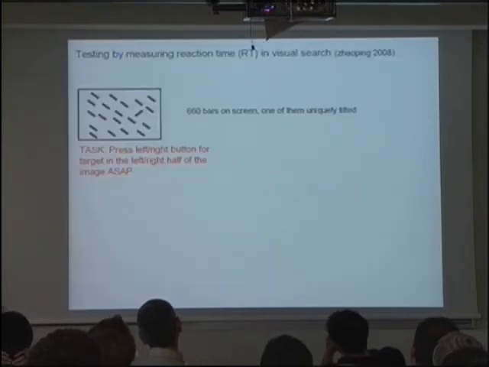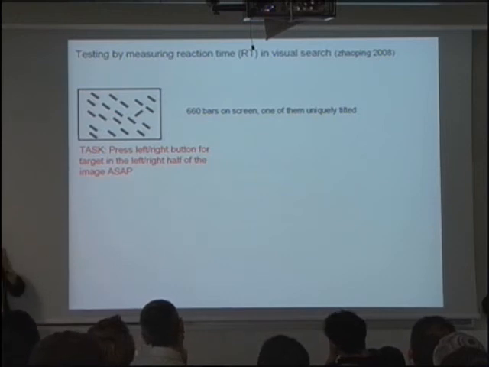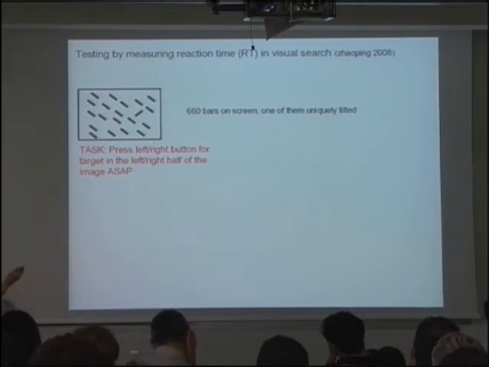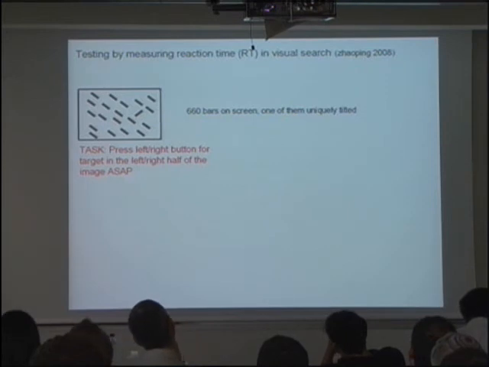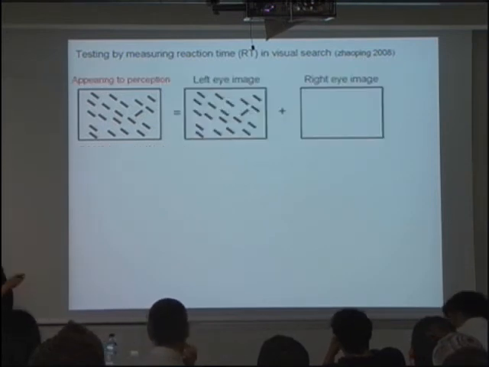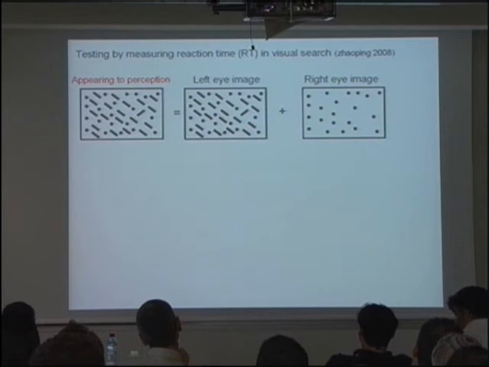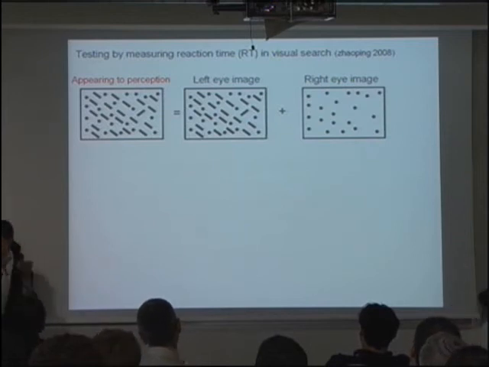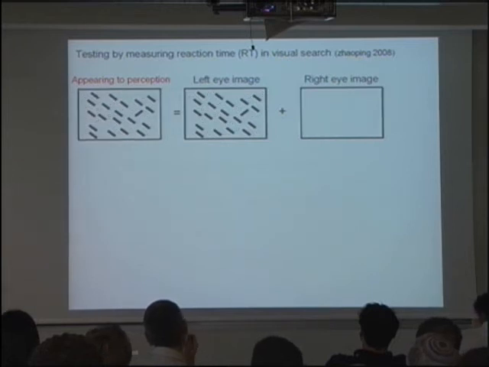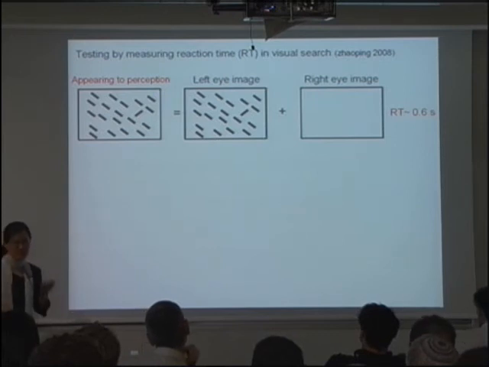And to test it, we let people do an experiment where they cannot report to us, so we don't let them report. We let them do something else: search for a uniquely oriented bar. You need to tell us as soon as possible whether it's in the left or right half of the visual field. But without letting them know, I put all bars in the left eye, nothing in the right eye. That's the baseline situation. Of course, they're uncomfortable with that, so you put binocular dots to anchor their vergence. And they usually take 0.6 seconds to tell you where it is. They press the button and say left or right.